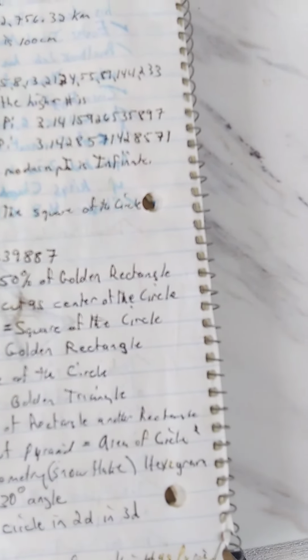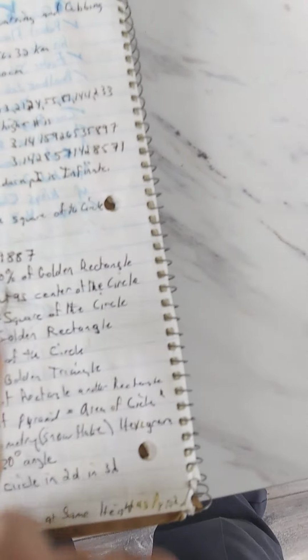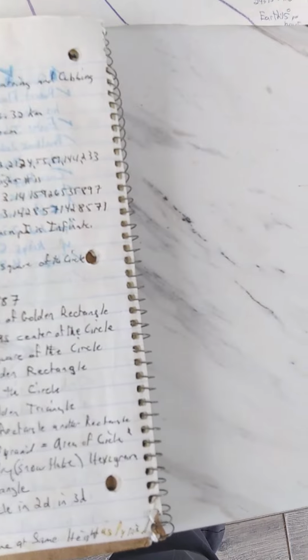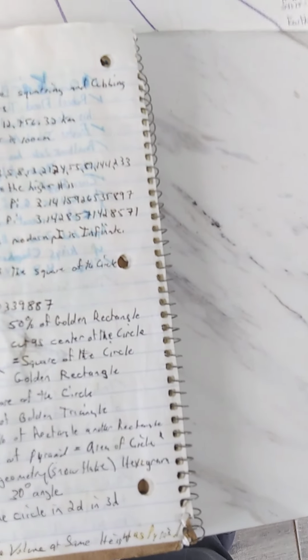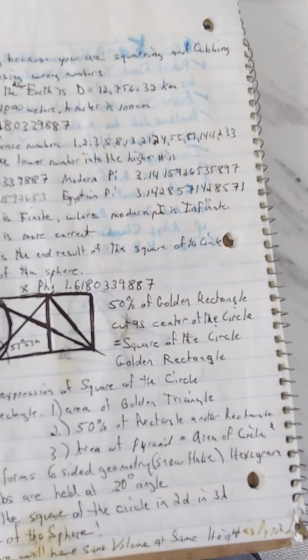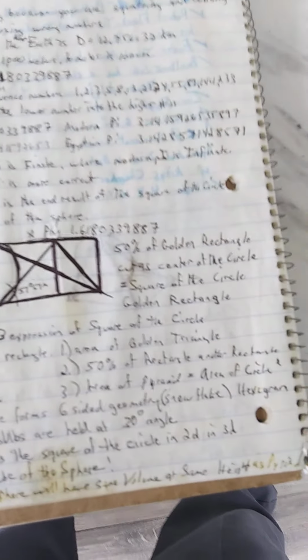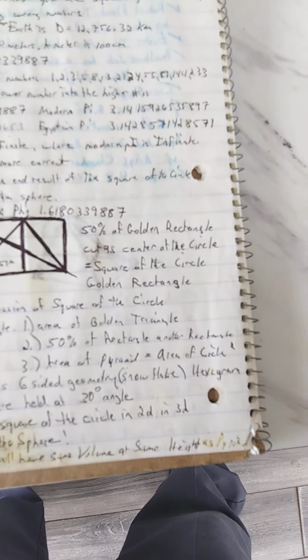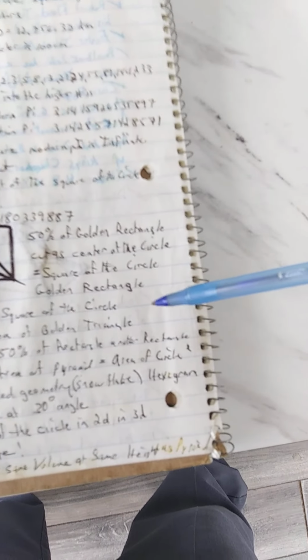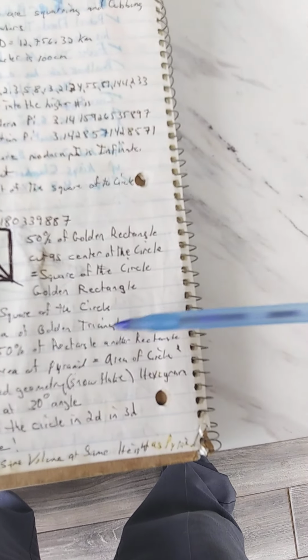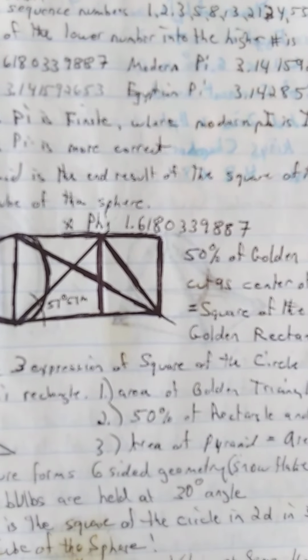You have 50% of the golden rectangle cut is the center of the circle. Okay, equals the square of the circle, or the golden rectangle. You have three expressions of the square of the circle from the phi rectangle. You have the area of the golden triangle, 50% of the rectangle, another rectangle, and you also have the area of the pyramid, which equals the area of the circle squared. So this is how this whole thing looks right there.